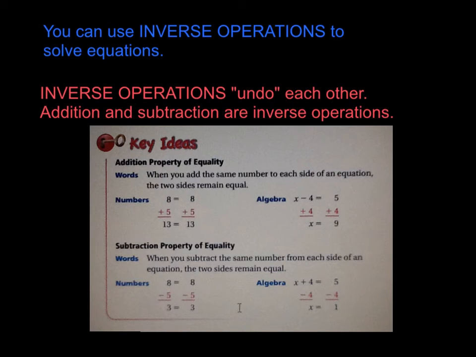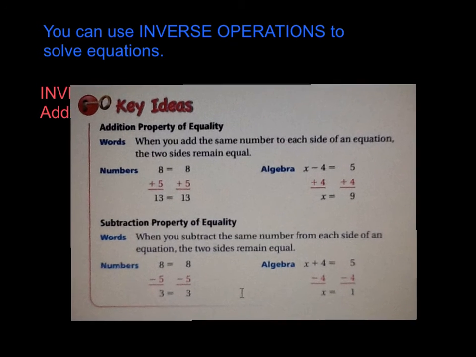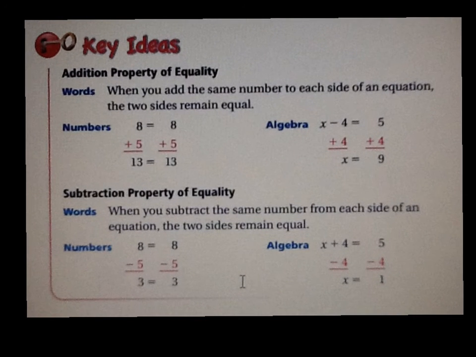Okay, so let's look at the key idea. The reason I did it like this is because it's very well put out. So I'm going to zoom in here so we can see this as a whole. I want you to write down key ideas and go as we talk. So our key idea is the addition property of equality. When you add the same number to each side of an equation, the two sides remain equal. So if we had 8 equals 8, and I add 5 to that side and do the same thing on this side, it's still going to equal the same thing. I'm still going to have 13 equals 13.